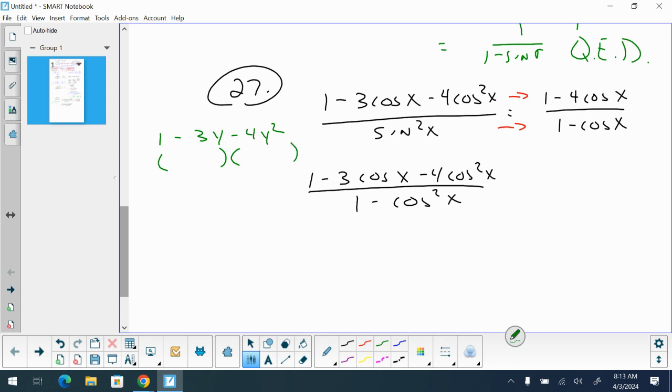Once again, this allows you to take a lot of the letters out of it and simplify things a little bit more in your brain. You have 1 minus 3y minus 4y squared. I just replaced the cosine of x with a y, cosine squared x with a y squared. I want you to factor down 1 minus 3y minus 4y squared. I want you to factor that down.